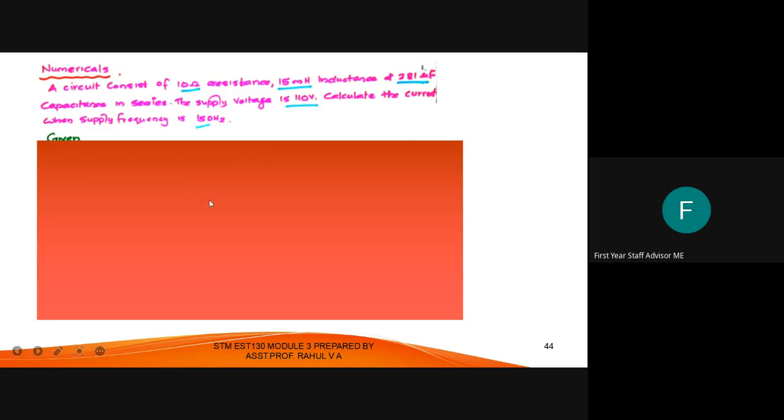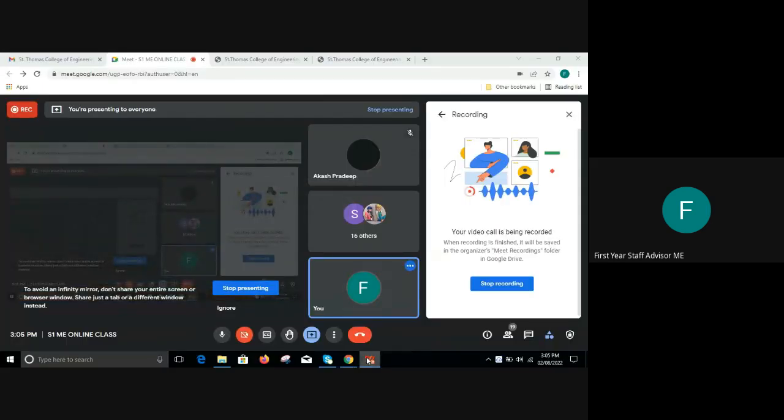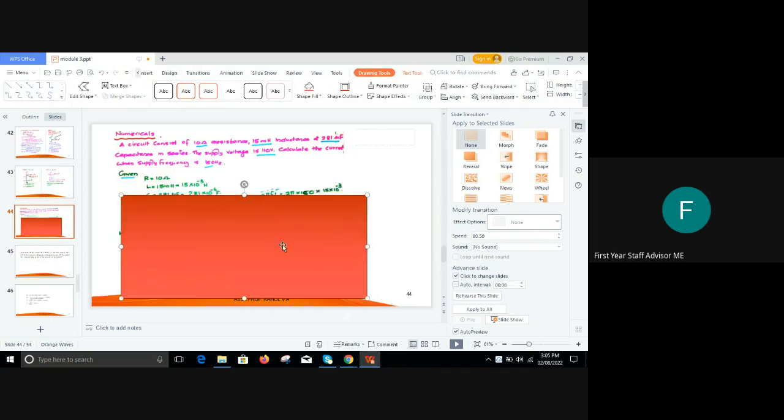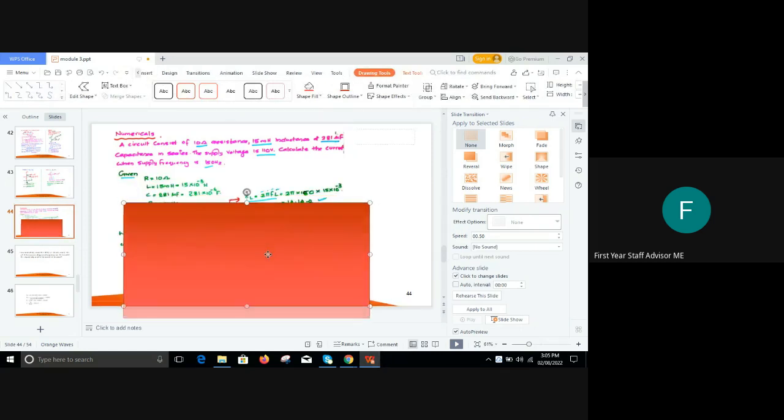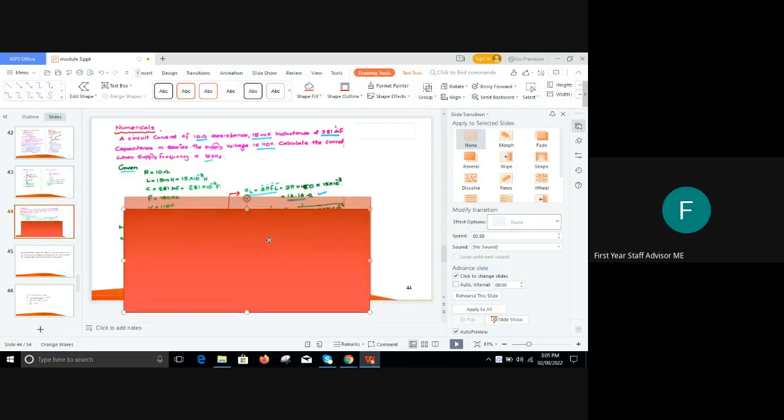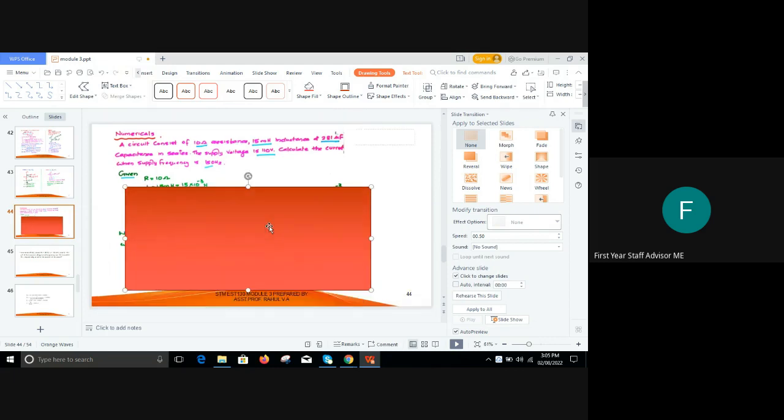Calculate the current when the supply frequency is 150 hertz. Okay, supply frequency is 150 hertz. So that is a question.